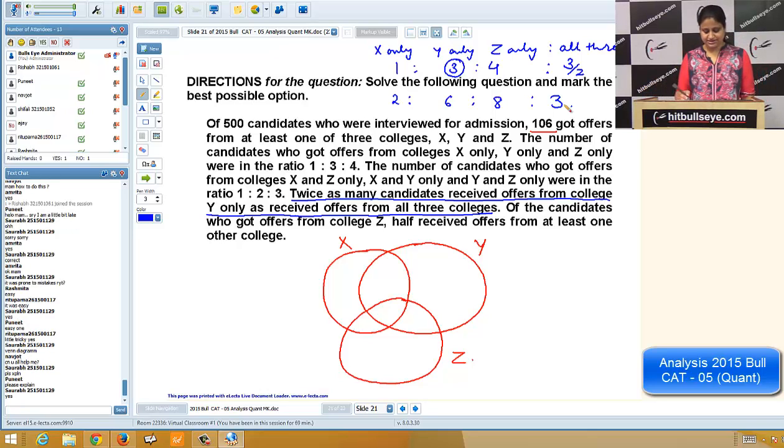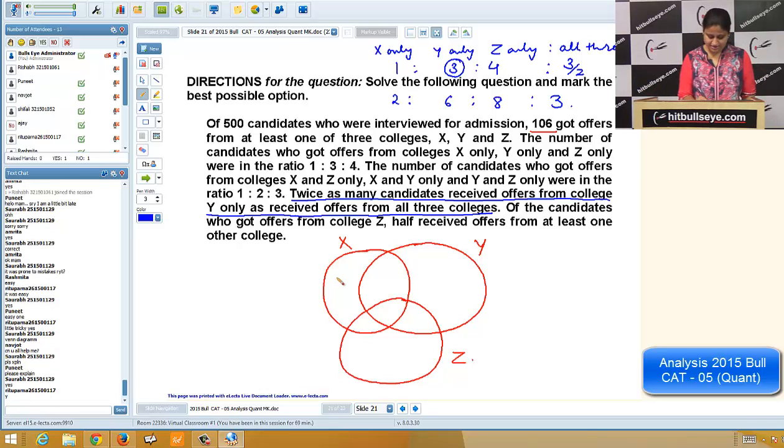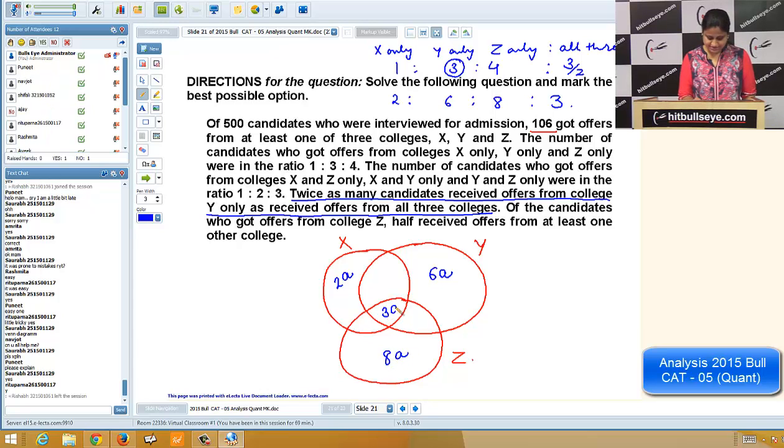So I'm considering a simple thing. Let it be 2A because that is a simple ratio. I cannot consider 2:6:8:3 plainly. Let us say this is 2A. Y only is 6A. Z only is 8A. And this is 3A.